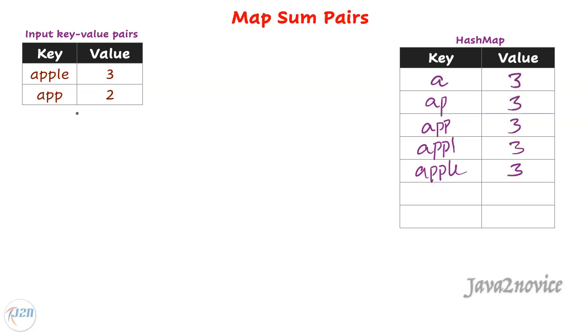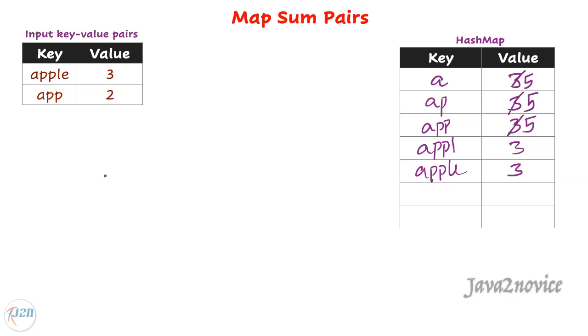Now we will add this key value pair. Key is app, value is 2. Here also, rather than adding app directly, we will break it into possible prefixes. It can be A, AP, APP. Since these prefixes already exist in the hash map, we will add the value to the existing prefixes. Meaning 3 plus 2, which is 5. Here also it is 5. Here also it is 5.